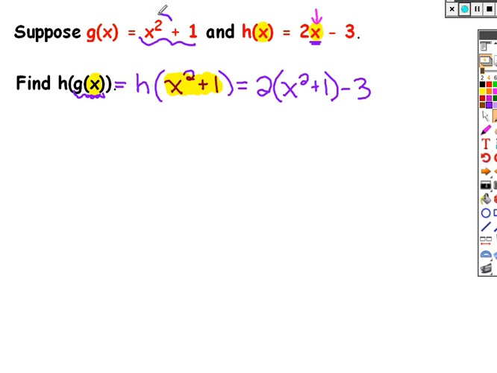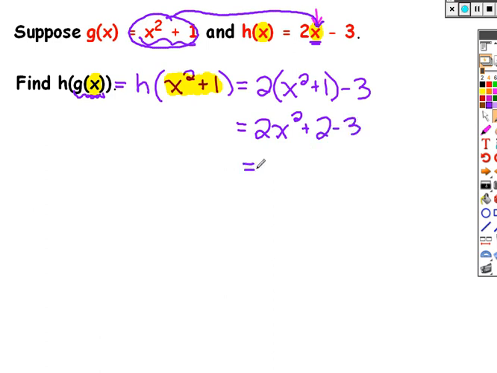I'm starting with this function, g of x, and I'm going to plug this in right here. Essentially, I'm just substituting that value in for wherever I see the x in function h. And then certainly I can clean this up a little bit. If I distribute, you get 2x squared plus 2 minus 3. So in the end, h of g of x is actually equivalent to 2x squared minus 1.